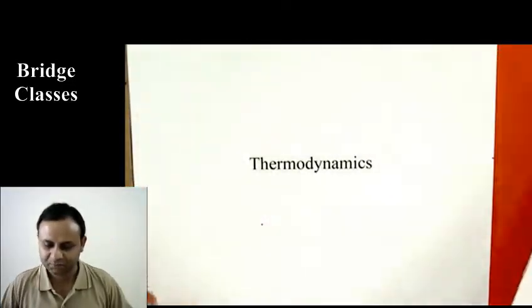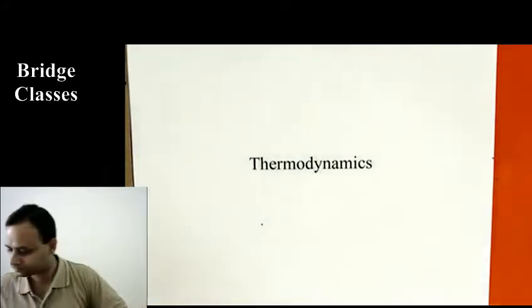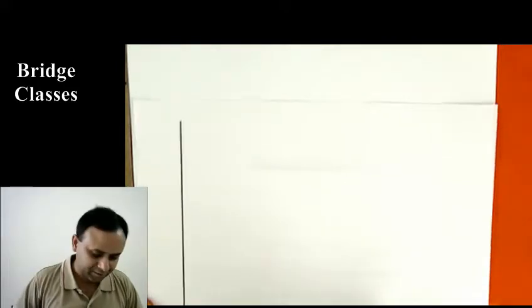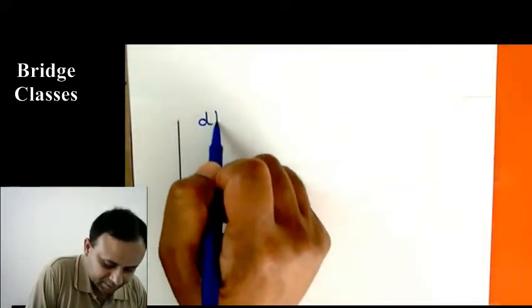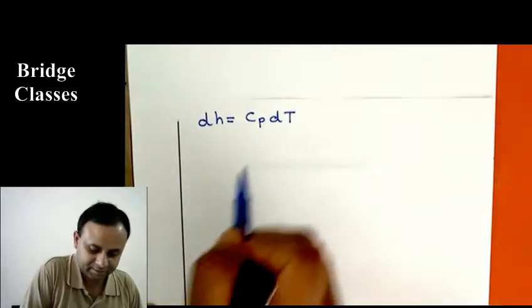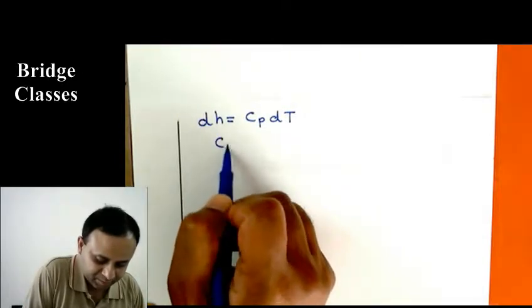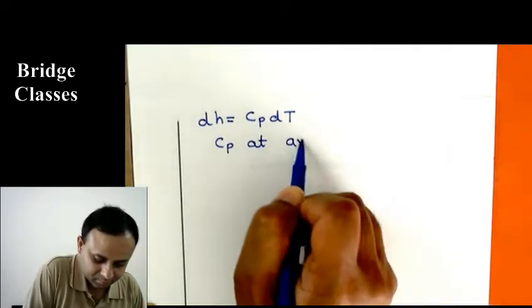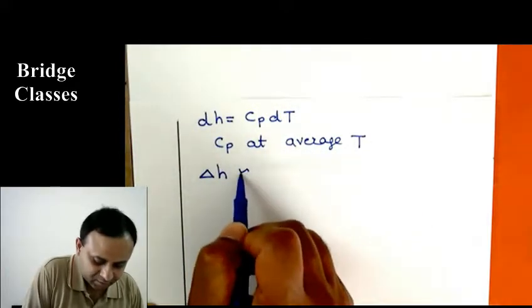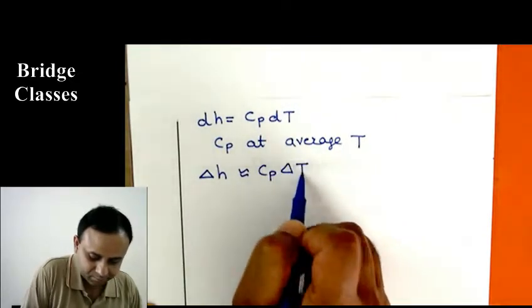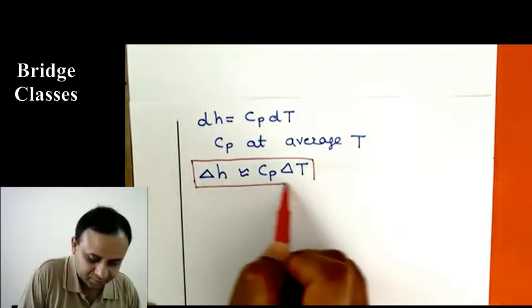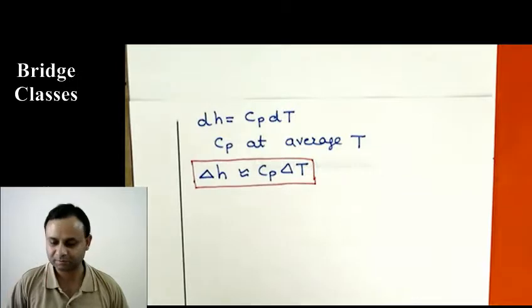And we can do the same thing for change in enthalpy. We already derived this expression that dH is Cp dT for an ideal gas. If I integrate this, and I'm taking Cp at some average temperature, then after integrating that, you can write delta H is Cp delta T. So what we did with internal energy, we do the same thing with enthalpy. That is one option.